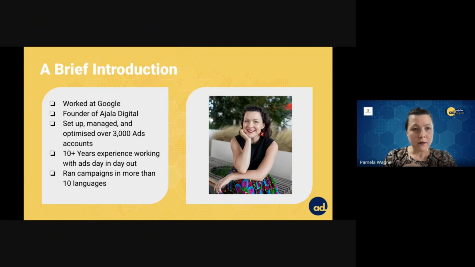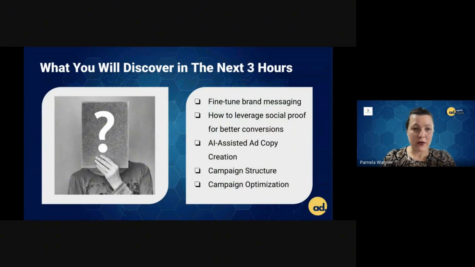Now, what you will discover in the next 3 hours. Firstly, we're going to look into fine-tuning your brand messaging. We're going to look into how to leverage social proof for better conversions. We're going to look into AI-assisted ad copy creation because, of course, AI is a big topic, and I want you to work efficiently with everything that you have. And of course, we're going to look into the most important campaign structure, campaign optimization, and management, in a way that it works for you and not that you work for the campaigns.